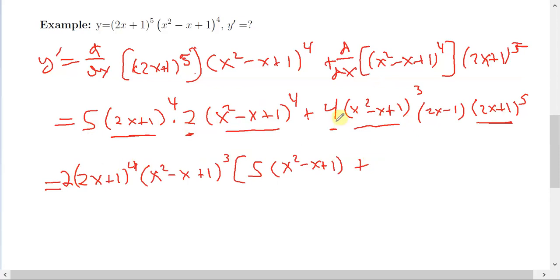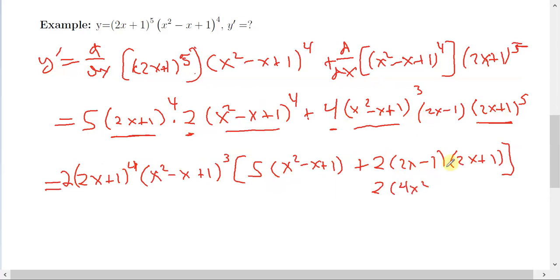Plus, in the second term, I factored out a 2, so there's still a 2 there. This 2x minus 1, I couldn't do anything with. And then this 2x plus 1, I took out 4 of those, the 2x plus 1 to the 4th, so there's still one of these here. And so now we'll see what all of this turns into. Without rewriting everything again, let's just work with this. This part, let's start here. I'm going to have 2 times, using FOIL, 2x times 2x.